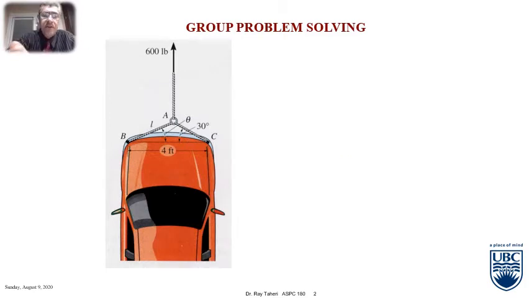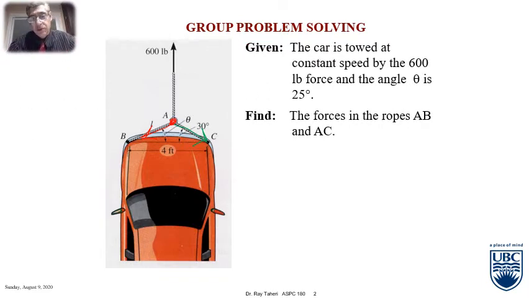Let's have another problem, a very simple problem. We have a car being towed or pulled by another car. So what we have here is 600 pounds, sorry, being applied to pull this car. And if you want to draw the free body diagram, you do it for this point, obviously. That's the point. So you have this, and then you have two forces, one force here and one force here. So these are two forces. You take this point and you isolate it.